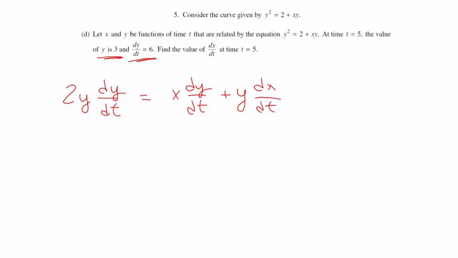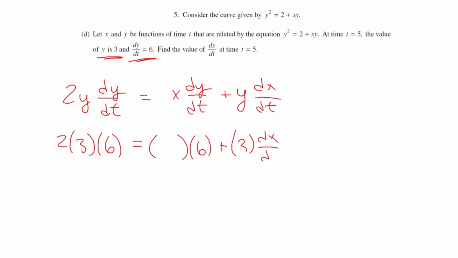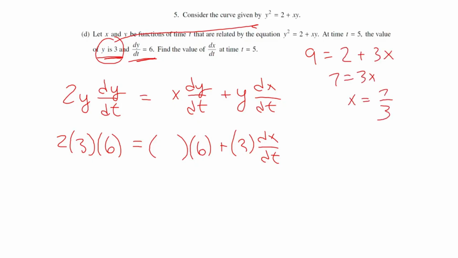But what we don't have is a value for x, right? So as we go through here, if we're plugging in 3 for y and 6 for dy/dt, we don't have a value for x here. So we have everything else except for the dx/dt, which is what we're looking for. So we just need to go back to our original equation. When y is 3, just plug that in, you get 9 is equal to 2 plus 3x. Subtract the 2, and you get x is 7/3. So we'll put in 7/3 there for x.